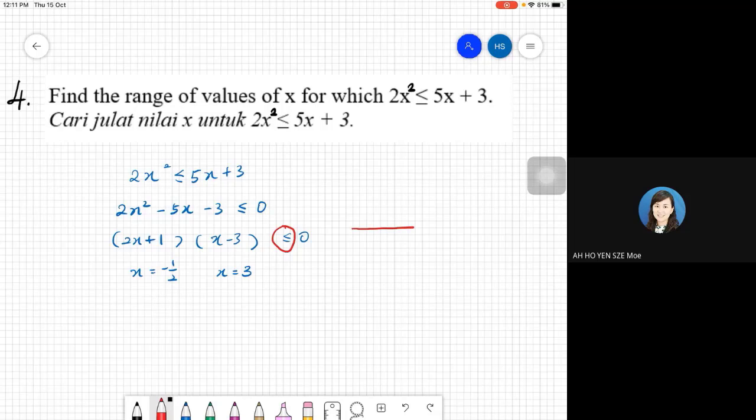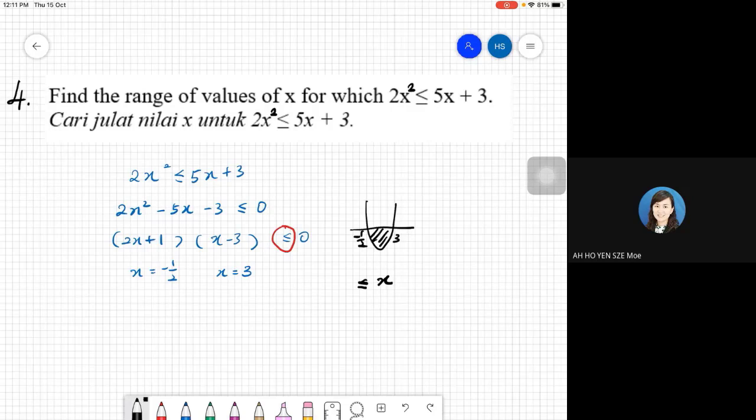So less than or equal to 0, what's your graph? Your graph must be on left, right, or in between, the last answer. This is -1/2, and this is 3. When less than or equal to 0, okay, between, yes. So here, this is the part of the answer. So your last answer, your x will be in between.